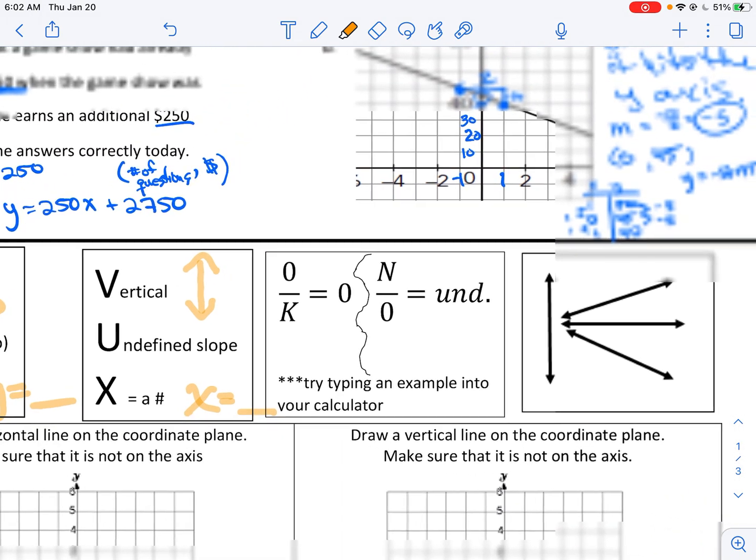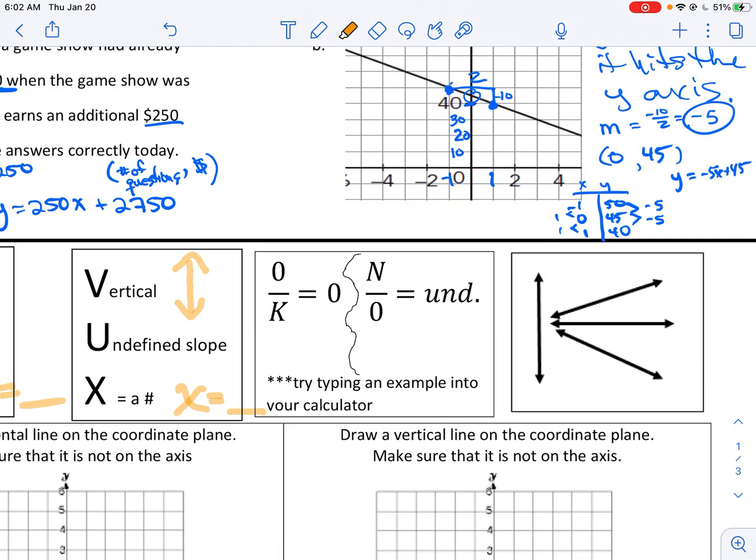So remember that when it's 0 over a number, that makes 0. If it's a number over 0, then it's undefined. So this line right here, oops, I'm going to switch back to this. This would be undefined. This would be 0. That's a positive slope, and that's a negative slope.